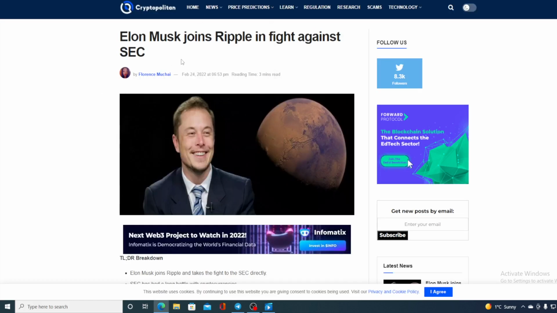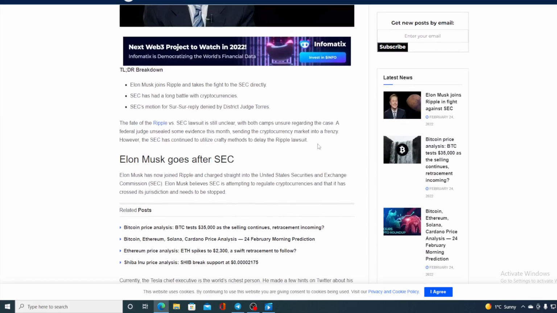Check this out. Elon Musk joins Ripple in fight against SEC. The fate of the Ripple versus SEC lawsuit is still unclear, with both camps unsure regarding a case. A federal judge unsealed some evidence this month, sending the cryptocurrency market into a frenzy. However, the SEC has continued to utilize crafty methods to delay the Ripple lawsuit. Elon Musk has now joined Ripple and charged straight into the United States Securities and Exchange Commission.